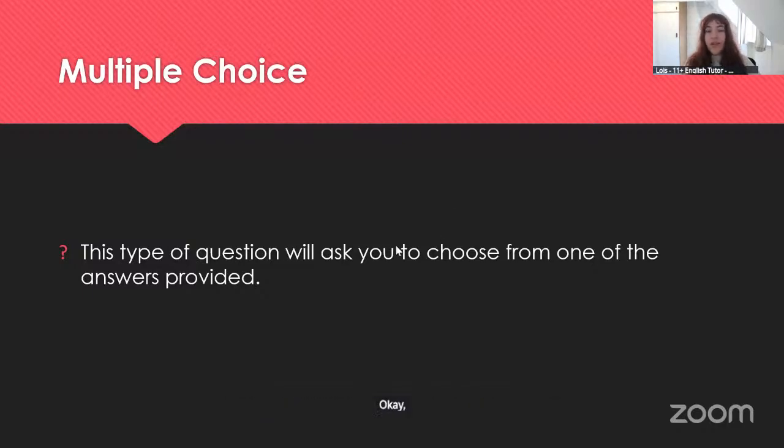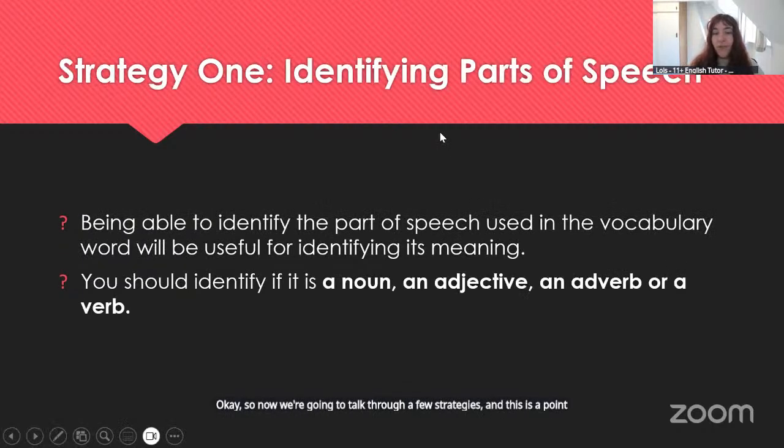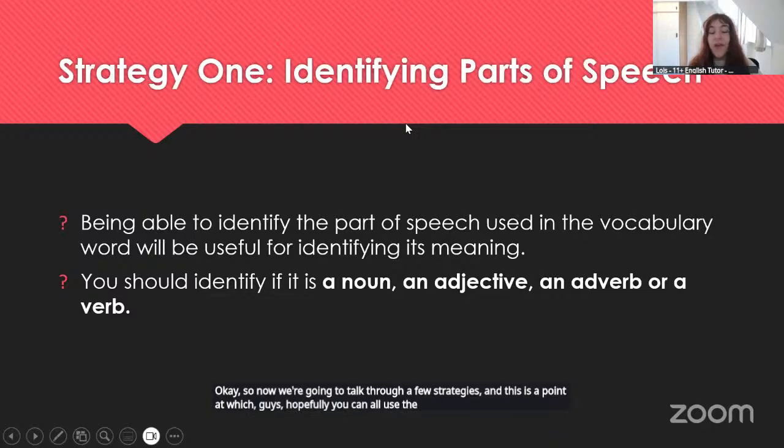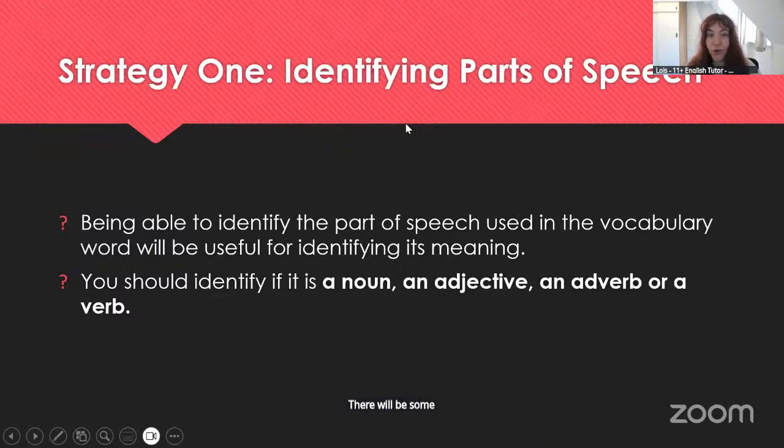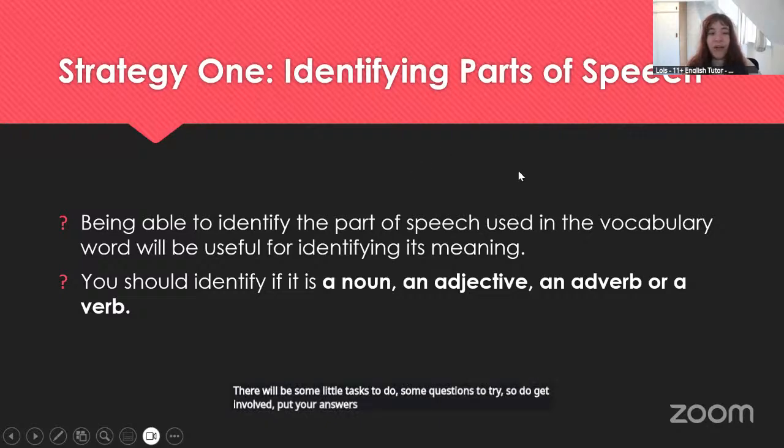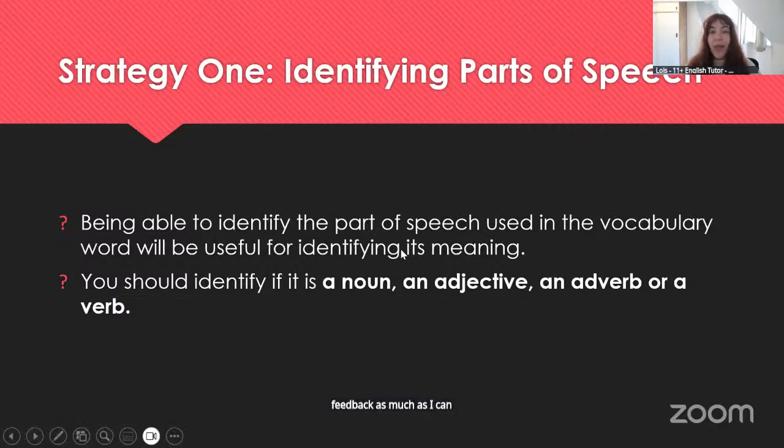Okay, so now we're going to talk through a few strategies, and this is a point at which, guys, hopefully you can all use the chat for this. There will be some little tasks to do, some questions to try, so do get involved, put your answers in the chat, and I'll read some out and give my feedback as much as I can. So these are strategies for answering this kind of question.